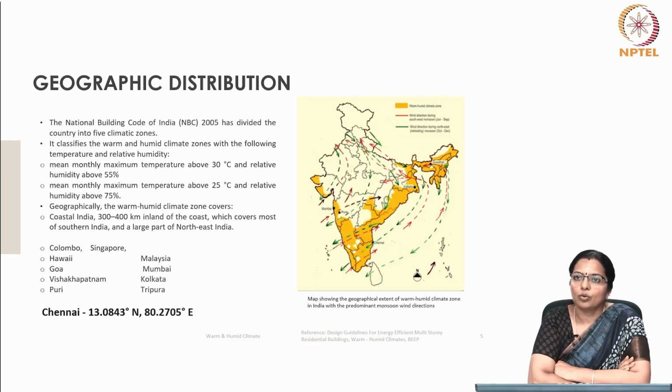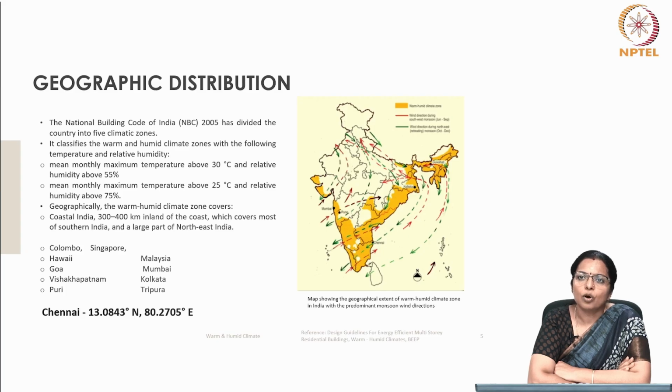Now, the National Building Code of India, NBC 2005, has divided the country into 5 climatic zones. It classifies the warm and humid climate zone with the following temperature and relative humidity. It says that the mean monthly maximum temperature should be above 30 degrees centigrade and relative humidity must also be above 55%, or the mean monthly maximum temperature should be above 25 degrees centigrade and relative humidity should be very high, above 75%.